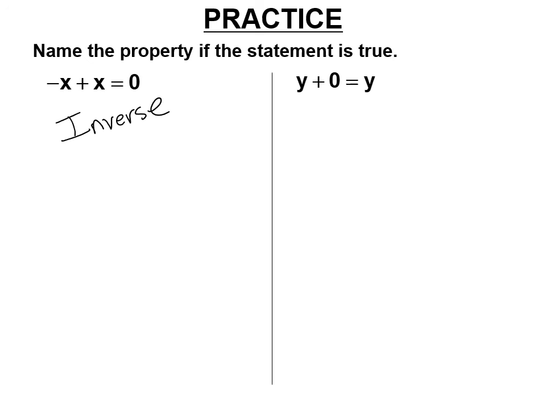So adding 0 to a number, it stays the same. Right? X and y represent any number. So this is the one that's identity, right? Easy to confuse these two. They both start with I, and they both have 0 in them. But one you're adding opposites, and the other you're adding 0.